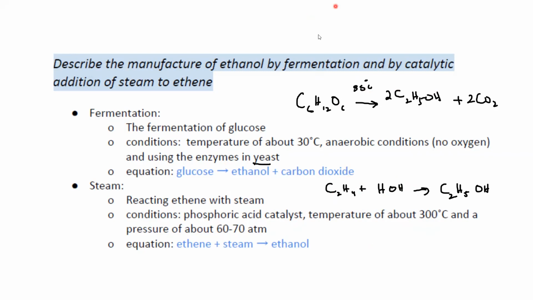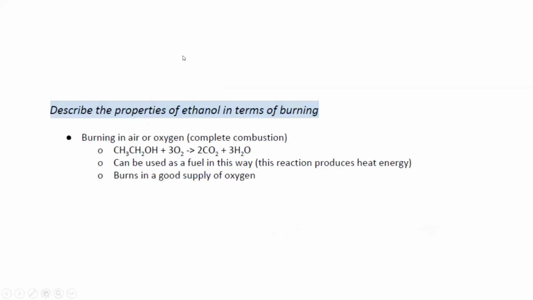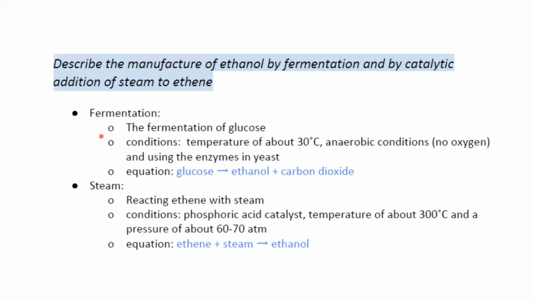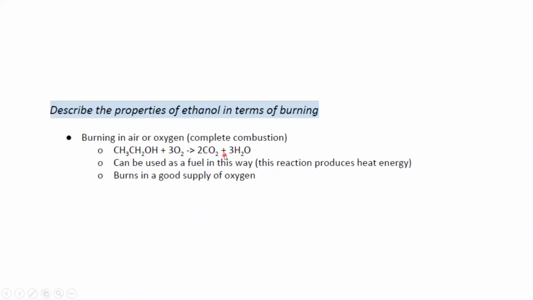So when we compare the advantages and disadvantages for these two reactions, as you can see here, we can prepare alcohol in two ways. We can either prepare it by fermentation or from ethene. What are the advantages? We are using a renewable resource. Renewable resource means glucose. Glucose is the main reagent here. So we can have this glucose.